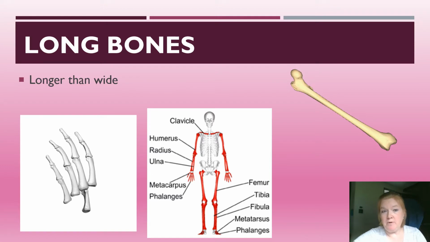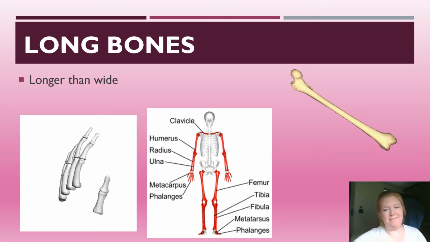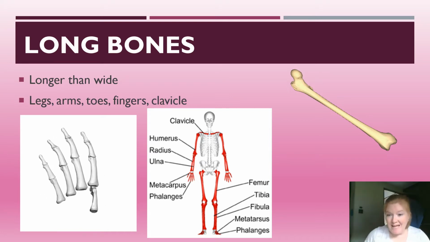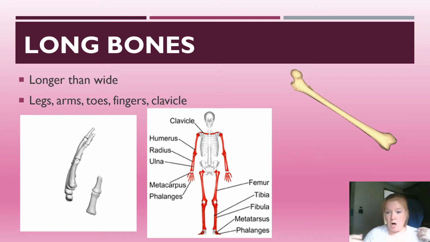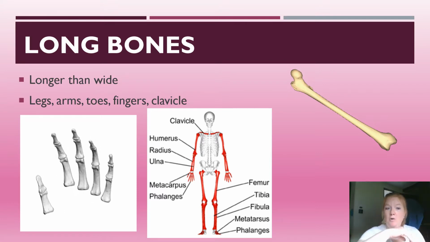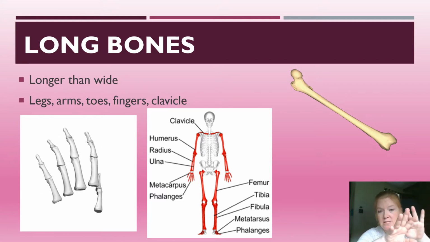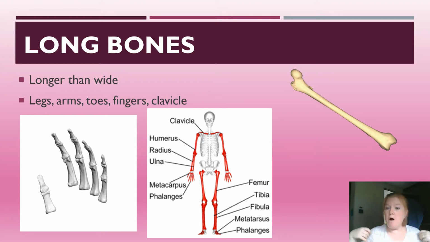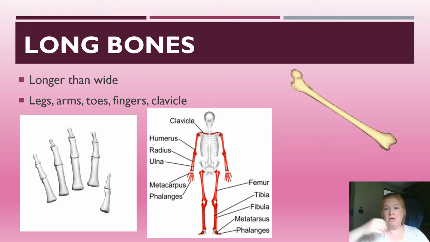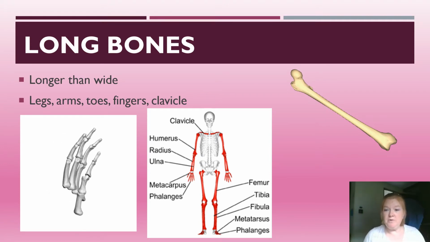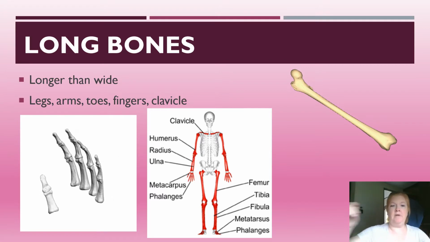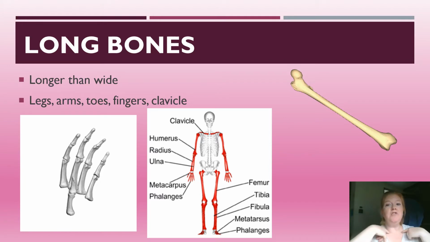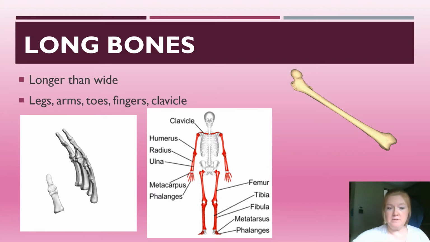Okay, long bones. Well, they're longer than they are wide. Long bones, what do they include? Well, they include your leg bones, your arm bones, also your fingers, and your clavicle, your collarbone. So the bones of your arms, not your wrist, the bones of your legs, your fingers, your toes, and your clavicle: long bones.